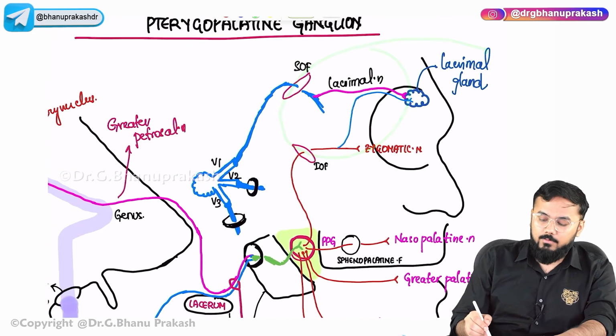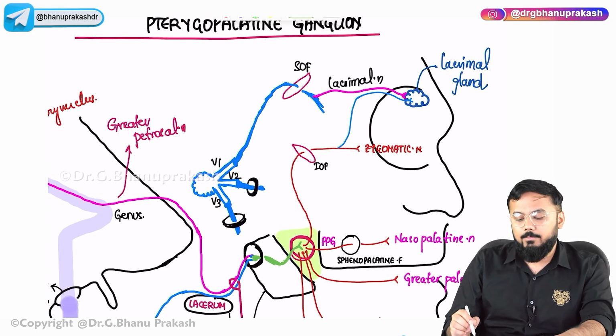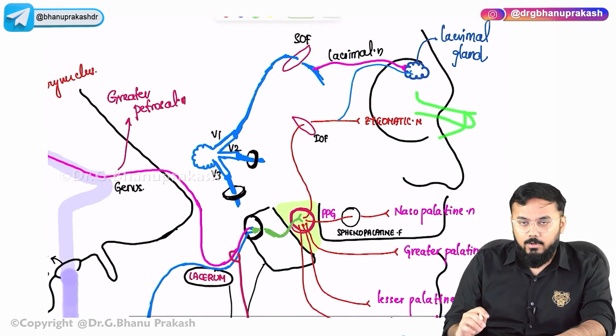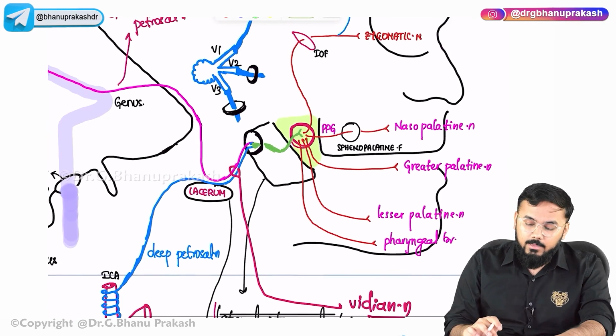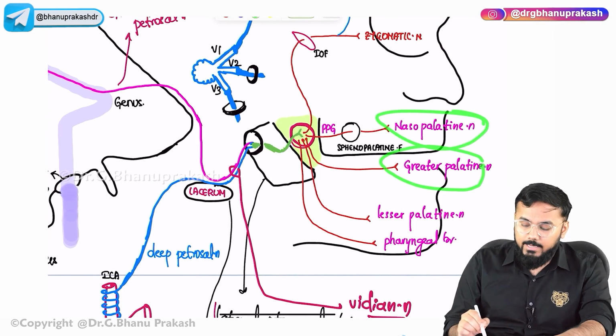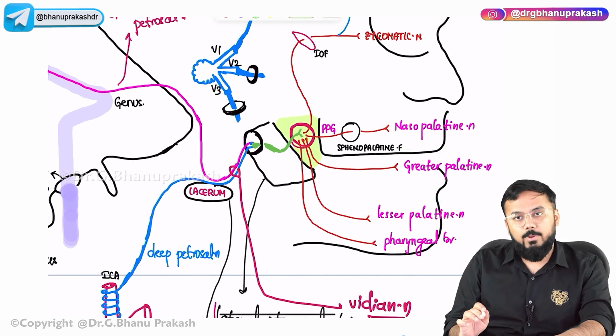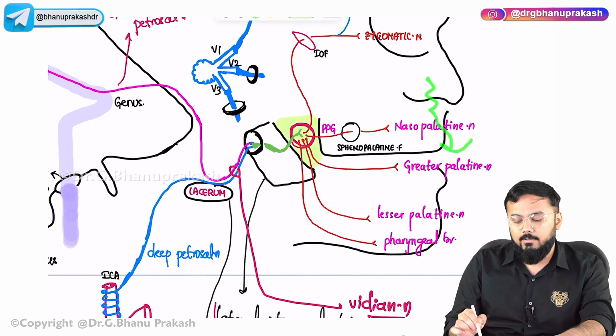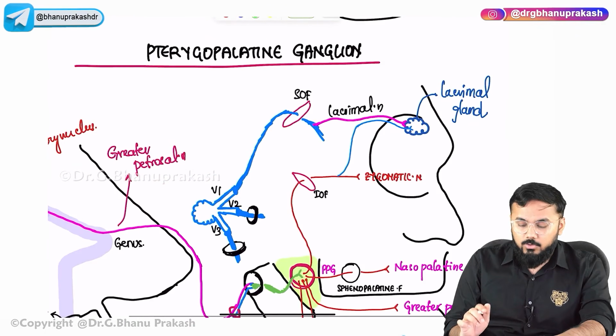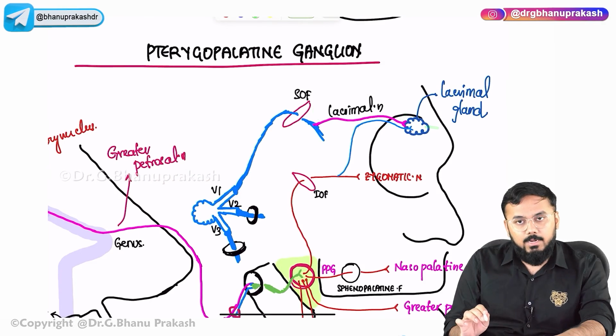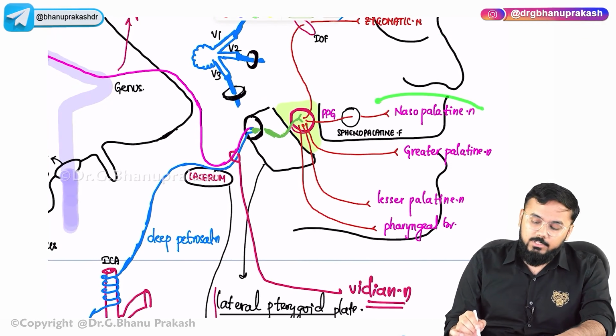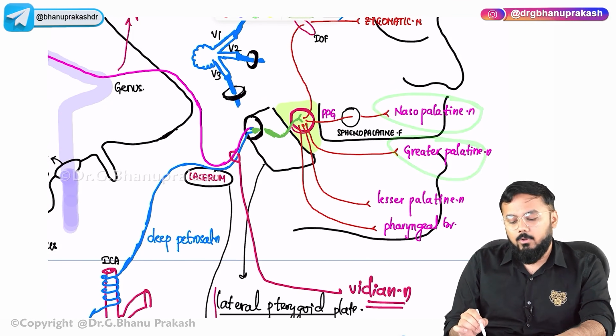Okay, so all these branches you can see here, for example, if you are stimulating this lacrimal nerve, this zygomatic nerve and all, what will happen? The patient will have lacrimation, right? If you are stimulating the branches here, nasopalatine, greater palatine, lesser palatine, all these branches, then what will happen? The patient will have a runny nose. If you are stimulating the lacrimal nerve and all, the lacrimal gland will be stimulated and the patient will have watery eyes, right? And next, if you are stimulating the nasopalatine, greater palatine and all, what will happen?